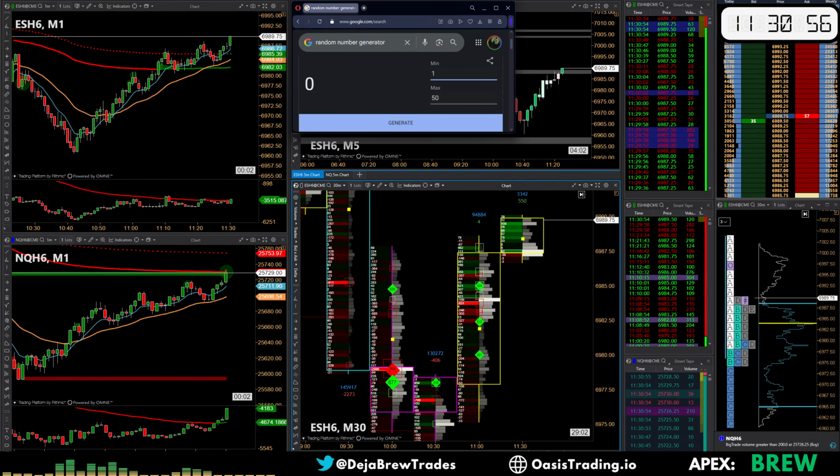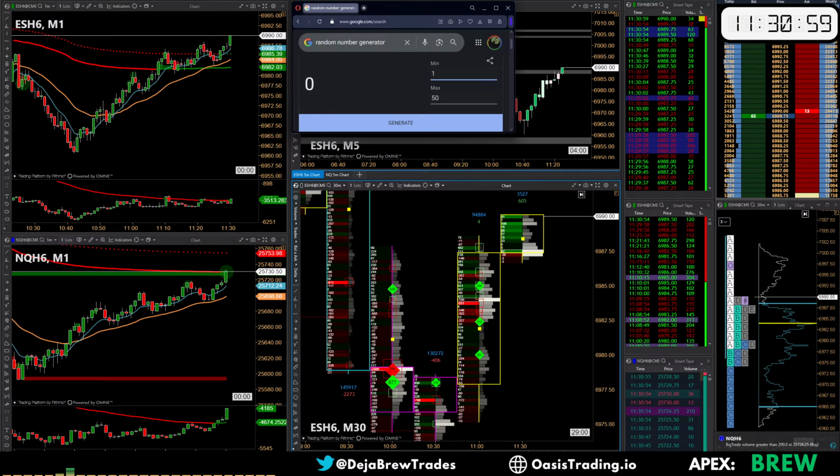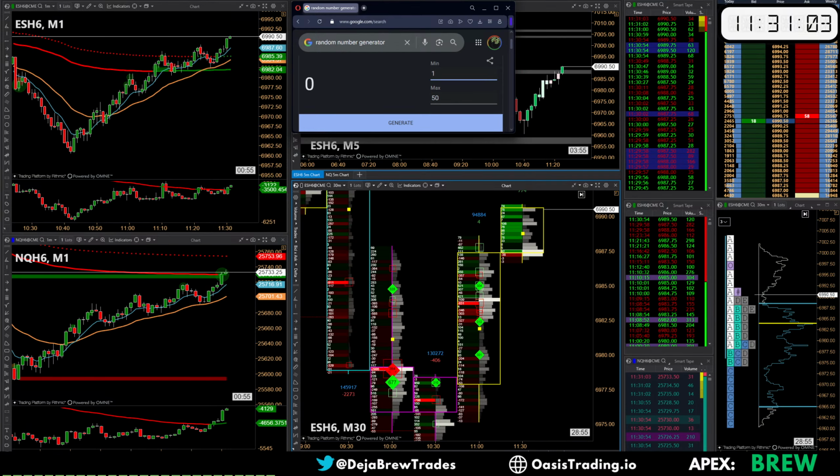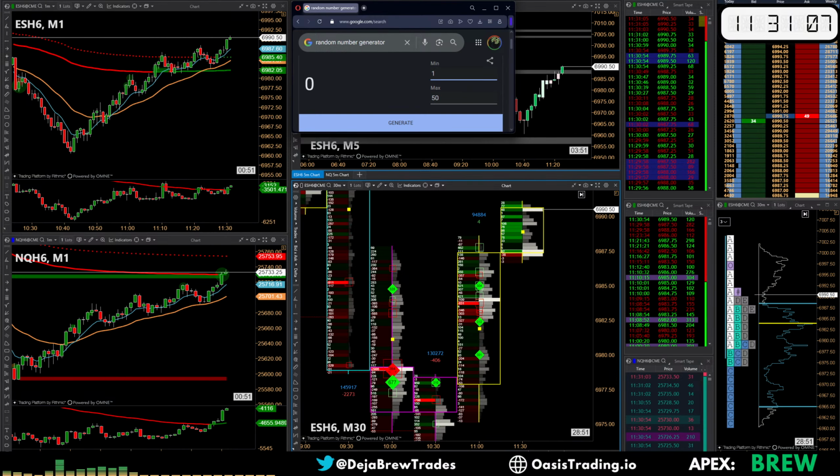Keep it on that session VWAP on NASDAQ 753. Possibly rotating that full session now. This all started from that 30-minute candle at the bottom, that really nice gravestone, or sorry, a hammer candle.